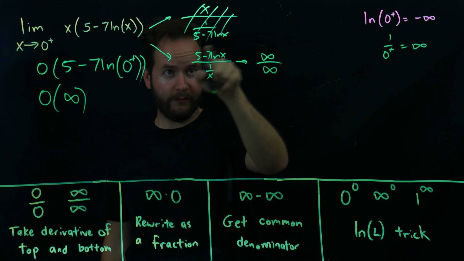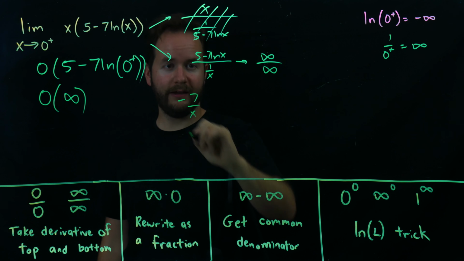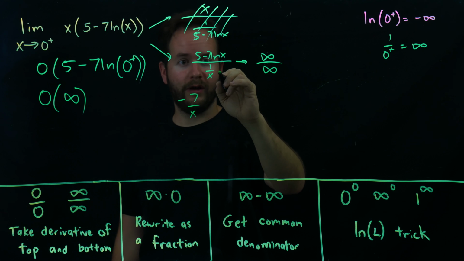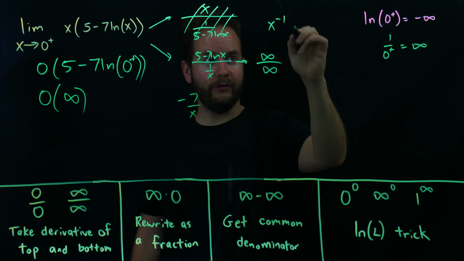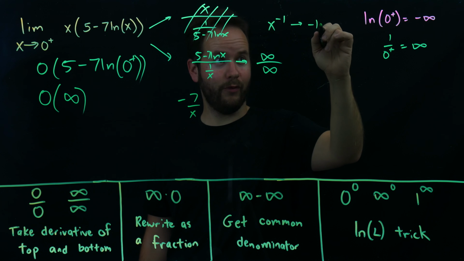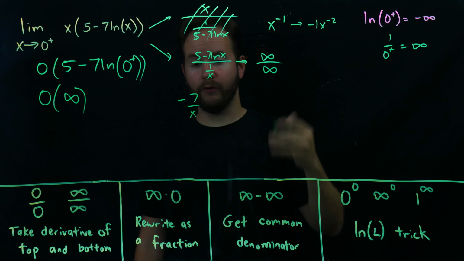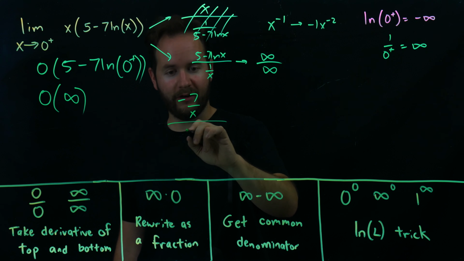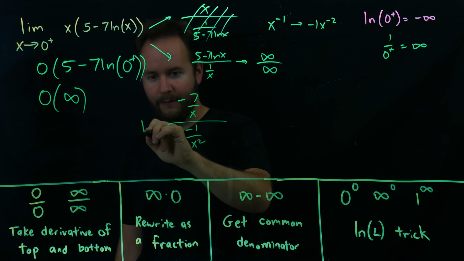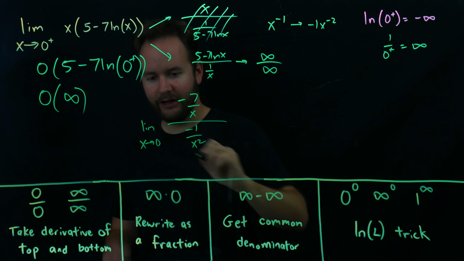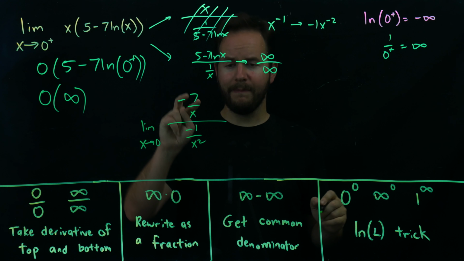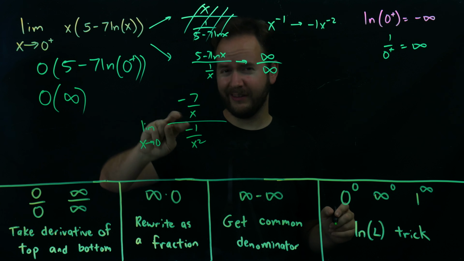Okay, the derivative of the top would be negative 7 over x. Before I take the derivative of 1 over x, you might want to rewrite that as x to the negative 1, so that when I take the derivative, I get negative 1x to the negative 2. Or if you rewrite it back in a fractional form, you say negative 1 over x squared. Now I'm going to take the limit as x approaches 0. Actually, before I plug in 0, it might be best suited to simplify this a little bit.